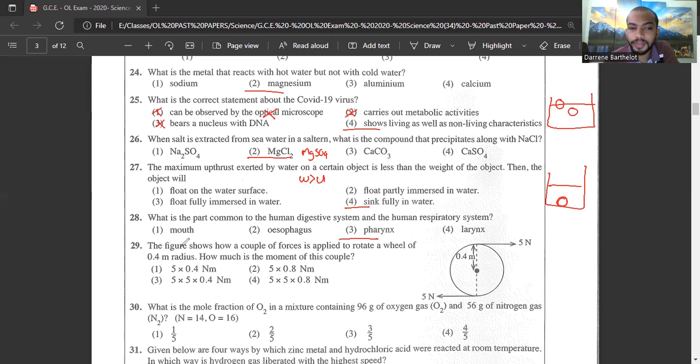Question number 29. The figure shows how a couple of forces is applied to rotate a wheel of 0.4 meters radius. How much is the moment of this couple? To find the moment of a couple of forces, you have to multiply one force by the distance between the two forces. That is 0.4 and 0.4 here. So altogether, the force is 5 newtons multiplied by d, which is 0.4 plus 0.4, altogether 0.8 meters. So the answer is the second one.